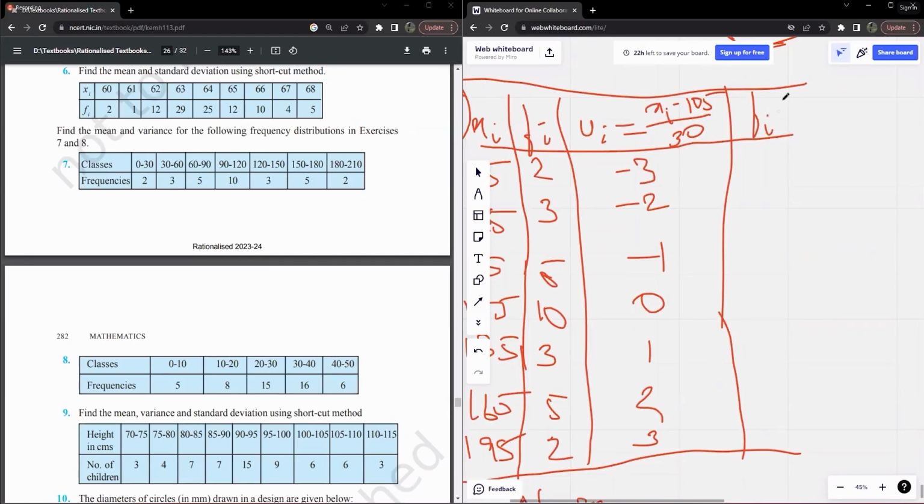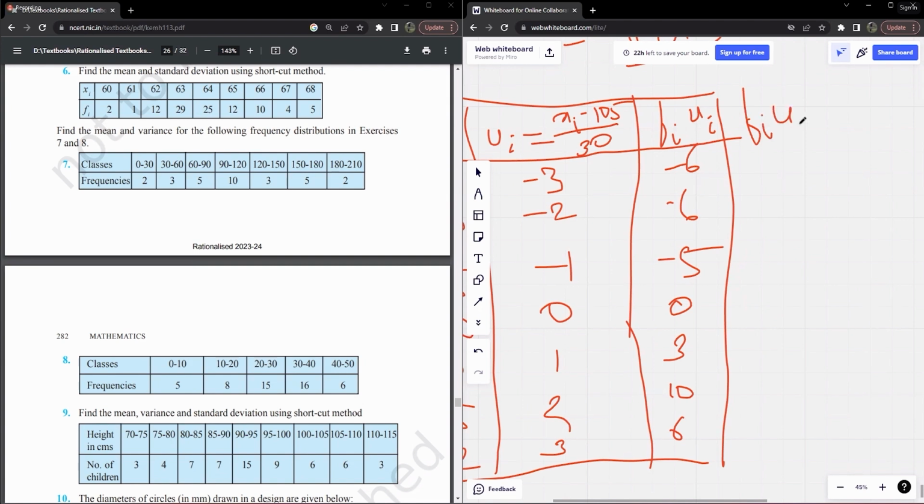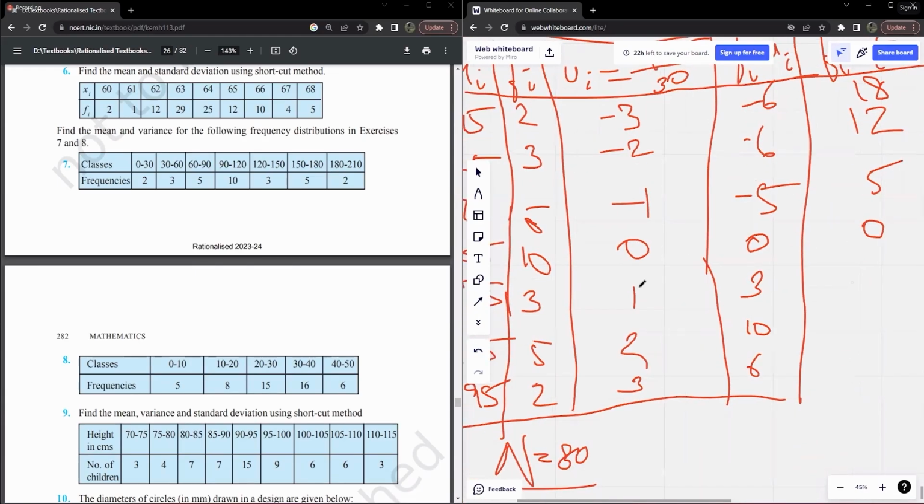Therefore, I can easily find fiui to be minus 6, minus 6, minus 5, 0, then 3, 10, 6. fiui squared then will be: this is a 9, 9 twos are 18, this is a 4, 4 threes are 12, this is 1, 1 times 5 is 5, this is 0 of course, and then this is a 1 again, 1 times 3 is 3, this is 4, I'm basically saying ui squared instead of ui. So this is a 4, 4 times 5 is 20, and this is a 9, 9 twos are 18.